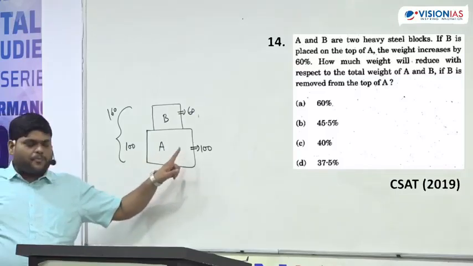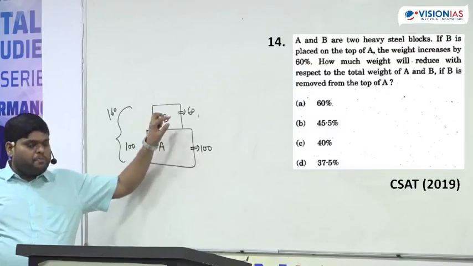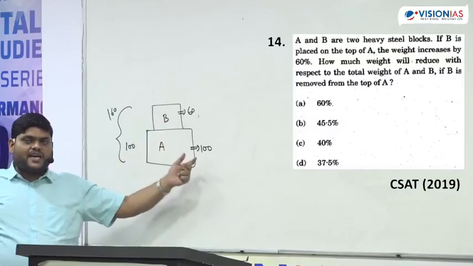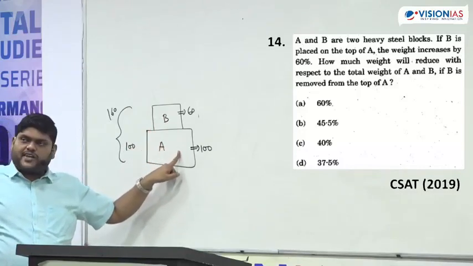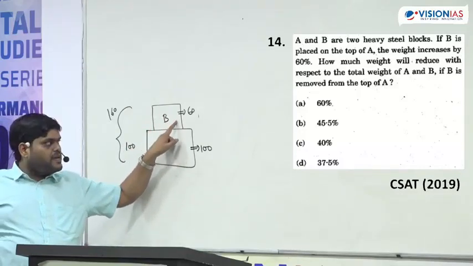Suppose the weight of A was 100, and when B is placed, the weight increased by 60%. That means the weight of B is 60% of the weight of A, or not? The weight of B is 60%.